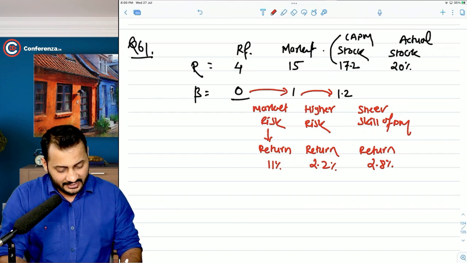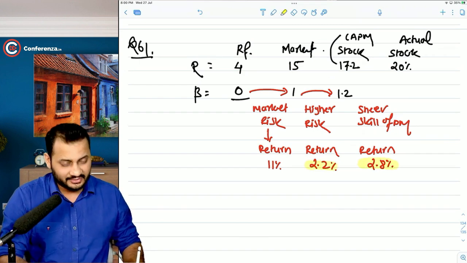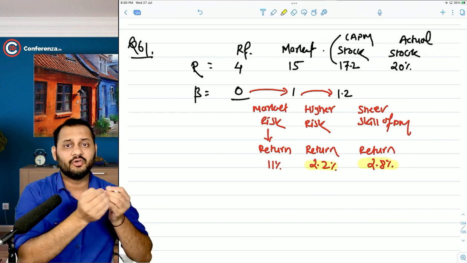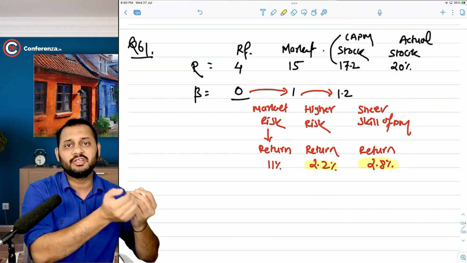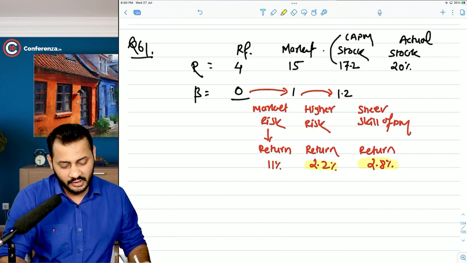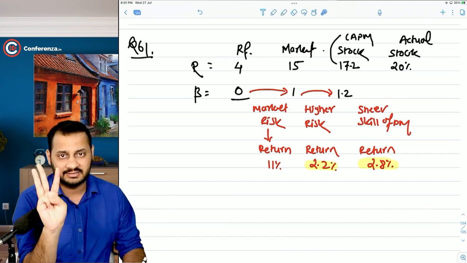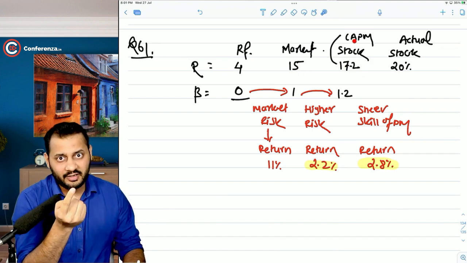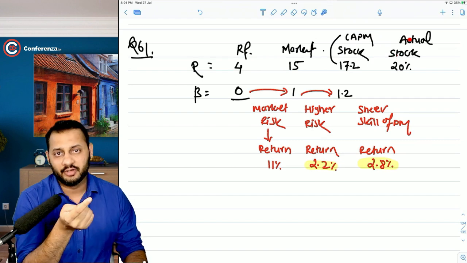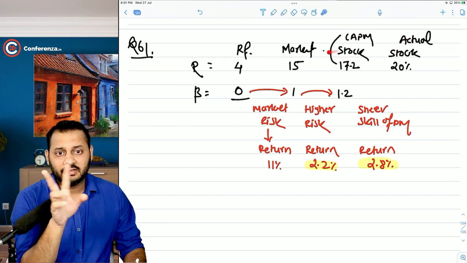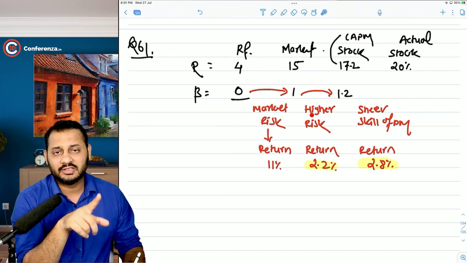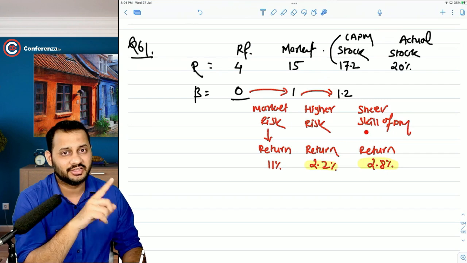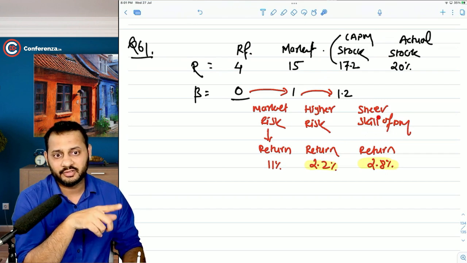So the question is asking you only about these two answers. That's it. They are not asking you to calculate the return. They are asking you to calculate the return for the higher risk and return for the sheer skill of the portfolio manager. So all in all, we need three answers: market return, stock's required rate of return, and stock's actual return. And the difference between the market return and the required return will be called the return for the higher risk. The difference between these two, required and actual, will be called the return for the sheer skill of the portfolio manager.